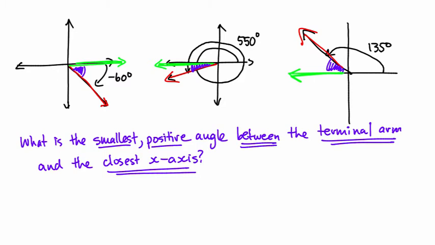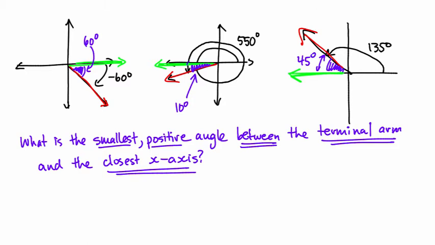So if this is -60, if that's what this picture is showing, this angle right here is +60. If this is 550 degrees, well, we figured out that it was 540 plus another 10, so this tiny little angle in here is just 10 degrees. And between 180 and 135, the difference is 45 degrees, and so there's your smallest positive angle between that terminal arm and the closest x-axis.